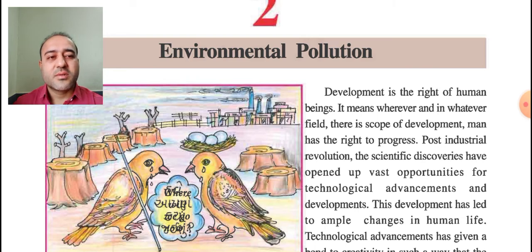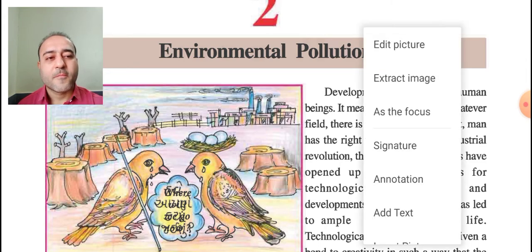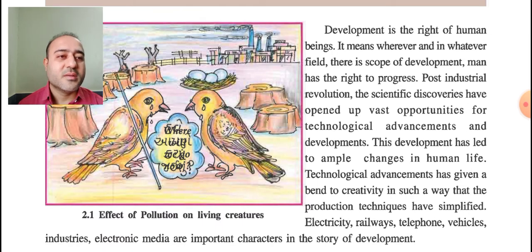Post industrial revolution. Post means after. So after the industrial revolution, the scientific discoveries have opened up vast opportunities for technological advancement and developments. After the revolution in the industries brought by the scientists, there is a lot of advancement in the technologies and development taking place. This development has led to ample changes, that means enough changes, in human life. A lot of changes have taken place in human life.